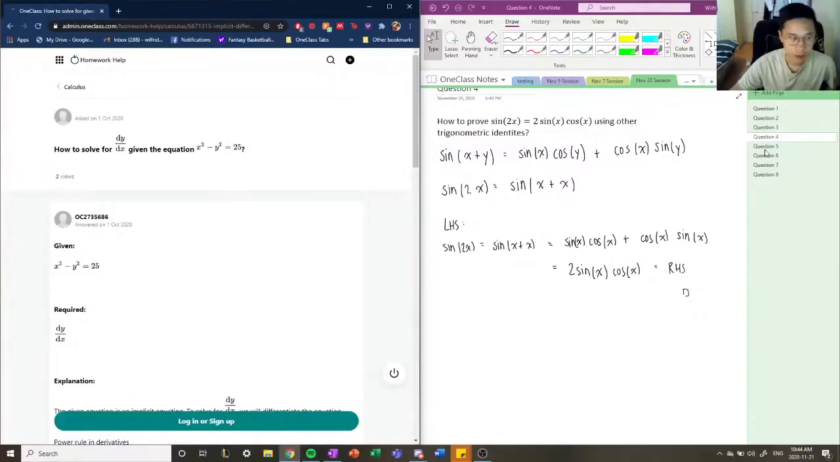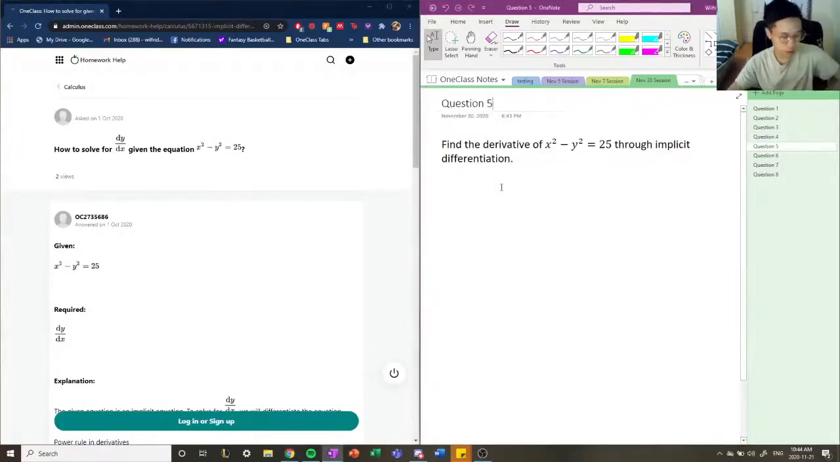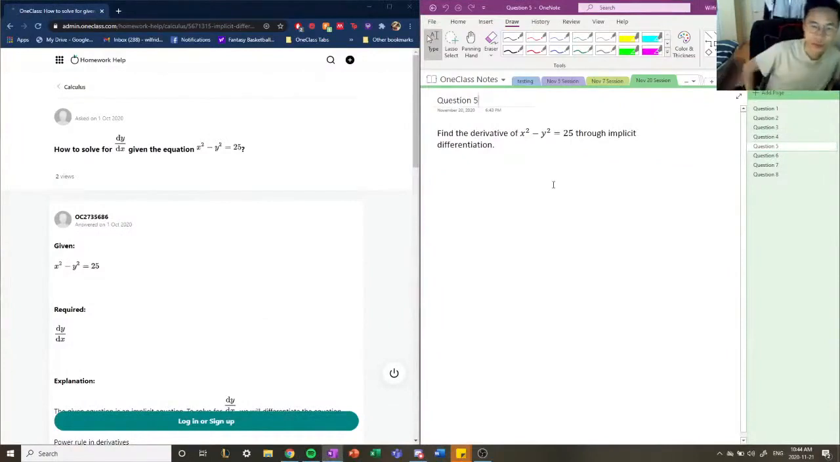Okay, moving along. Now we're going to talk about implicit differentiation. Usually, implicit differentiation requires us to have a function y in terms of an independent variable x. So we could technically explicitly differentiate this equation by isolating for y, right?